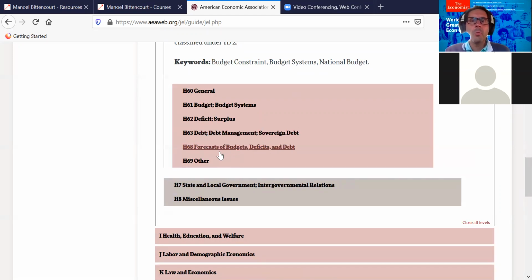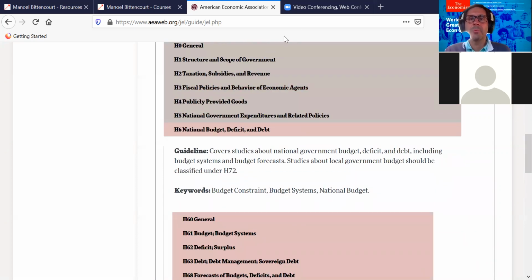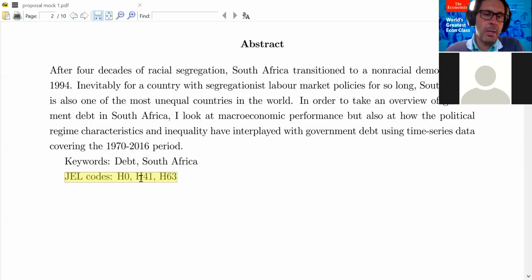So you find what you want to find, the code which is more appropriate to describe your future paper. There we go again. So I put H0, H41, and H63. So they are all in the H category, which is essentially public economics.